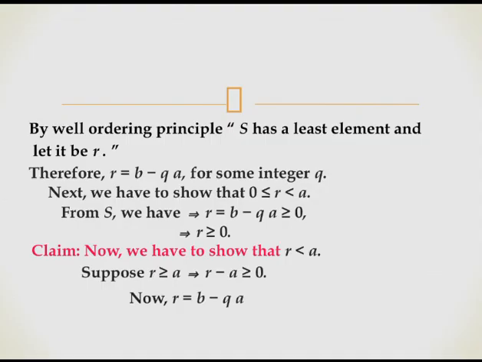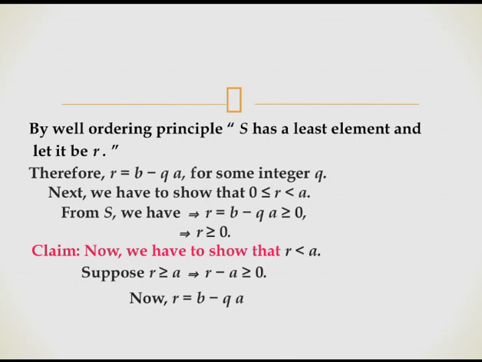By the well ordering principle, every non-empty set of positive integers has a least element. Therefore, the set S has a least element, and let it be r. Therefore, r is equal to b minus aq for some integer q. Next we have to show the inequality 0 less than or equal to r less than a. From the set S we have r equal to b minus aq greater than or equal to 0, which implies r greater than or equal to 0. Next we have to show that r is less than a.